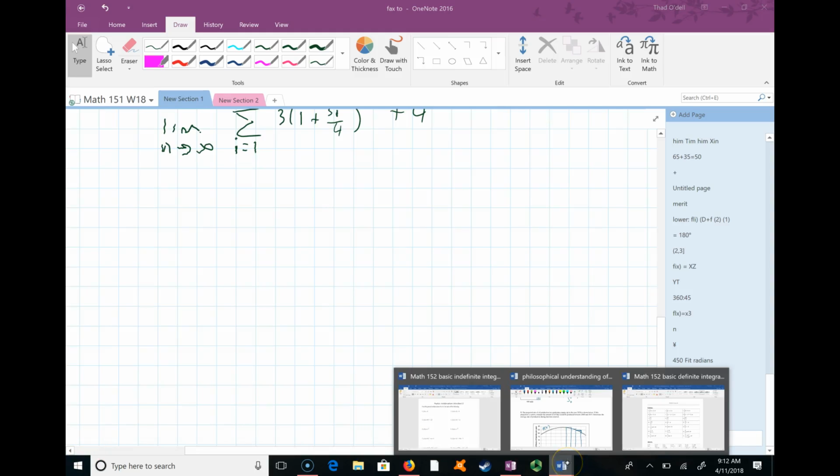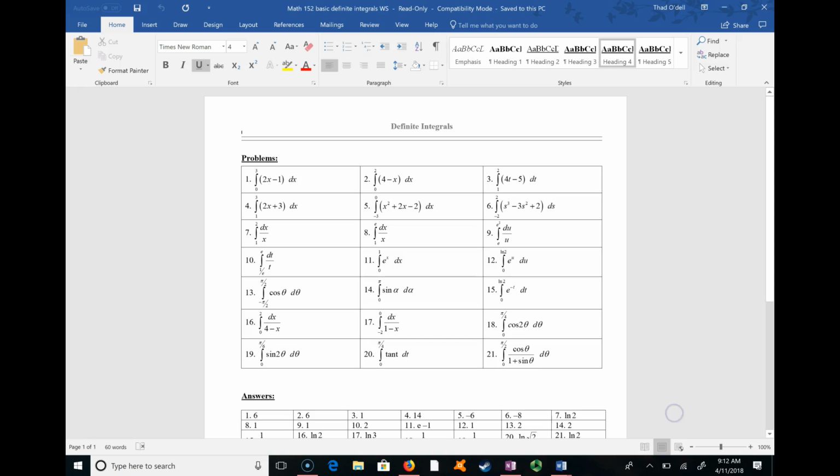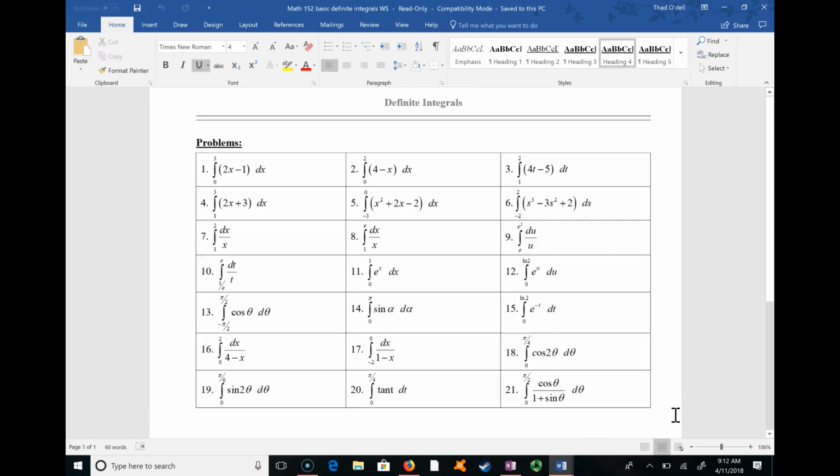Integration and how to do it. Here we go. Should we start with indefinite or definite? Definite. Okay, I don't think you knew what you're voting for, but here we go.